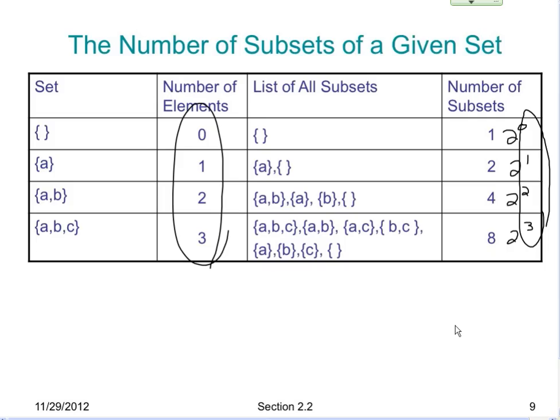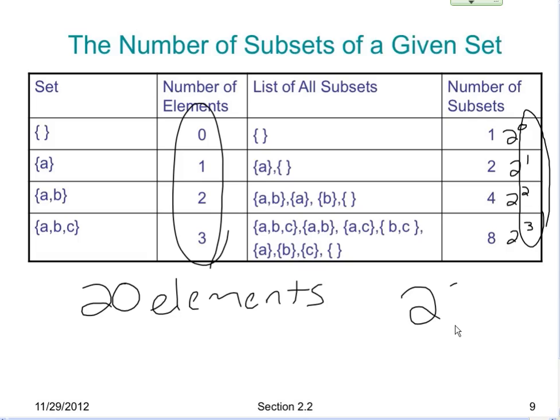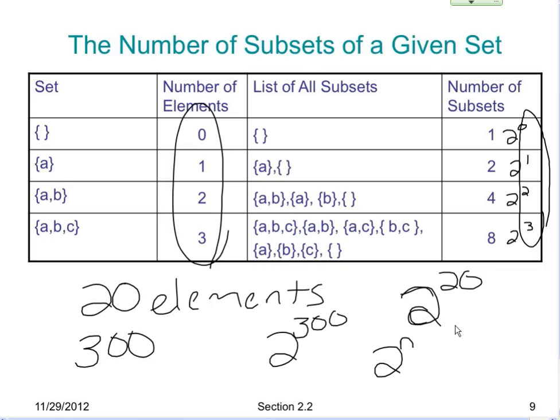So if I tell you you have a set that has 20 elements, the number of subsets would be 2 to the 20. If it has 300 elements, subsets, 2 to the 300. So the formula for the number of subsets is 2 to the n.